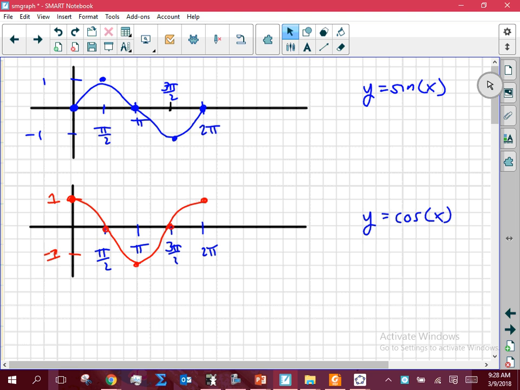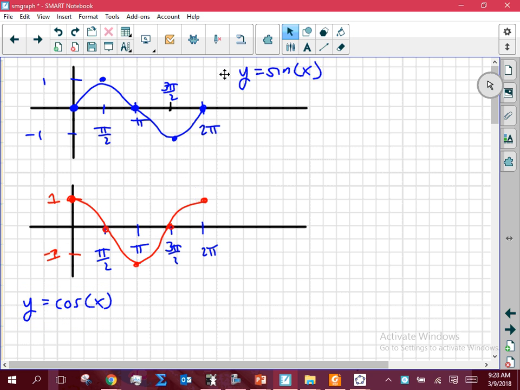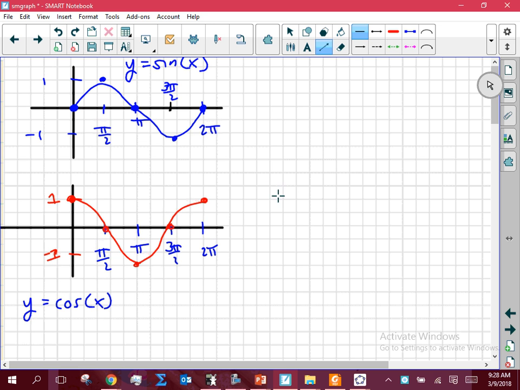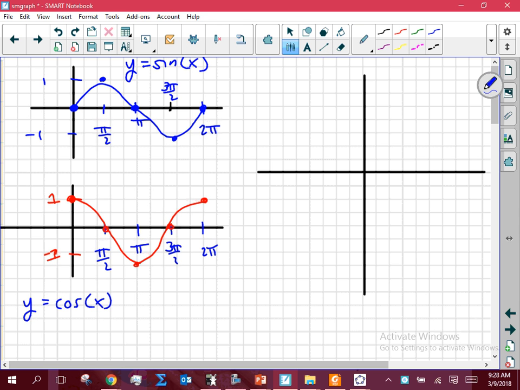So I'm going to just move some stuff around here a little bit. That's the cosine. Just kind of want to show you how we create the tangent function from that information, okay? So this is going to graph over here as y equals the tangent of x, okay?